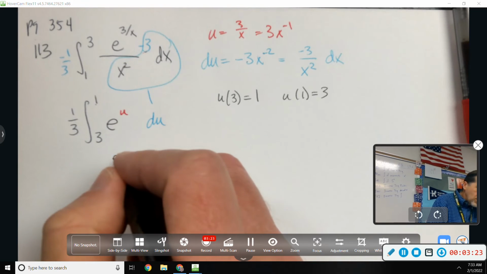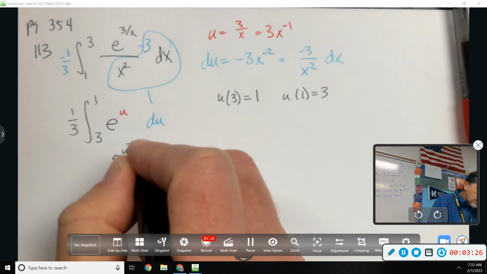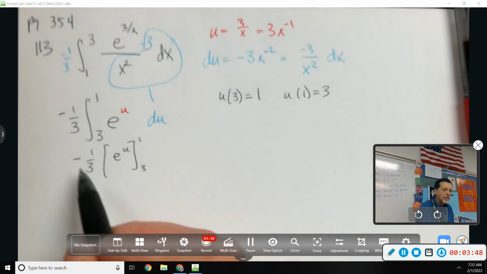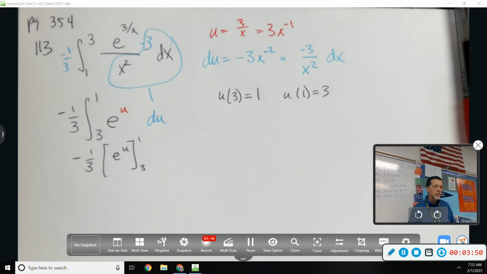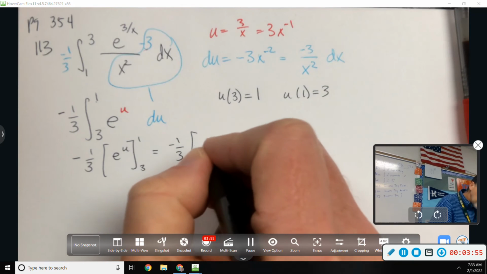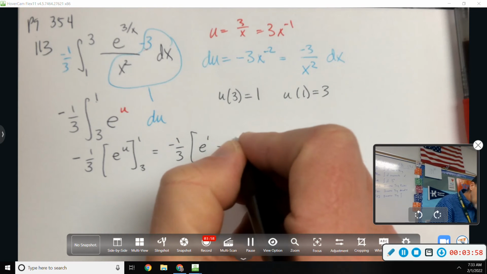Antiderivative of e to the u is e to the u. From 3 to 1 with the 1/3. Tierney? What happened to the negative on the 1/3? Whoops, thank you. It's still there, of course. Which means now I probably would have rather switched it because I could have used that negative to flip it, and then everything would have been right. This would be positive, and the order would be switched. But oh well, it works out either way. So negative 1/3, e to the first minus e cubed.